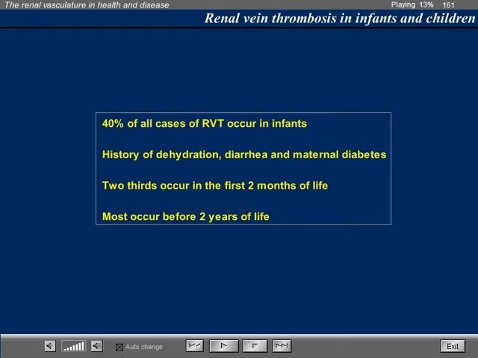40% of all cases of renal vein thrombosis occur in infants. There is often a history of the 3Ds, which are dehydration, diarrhea, and maternal diabetes. Two-thirds occur in the first 2 months of life, and nearly all occur under 2 years of life.